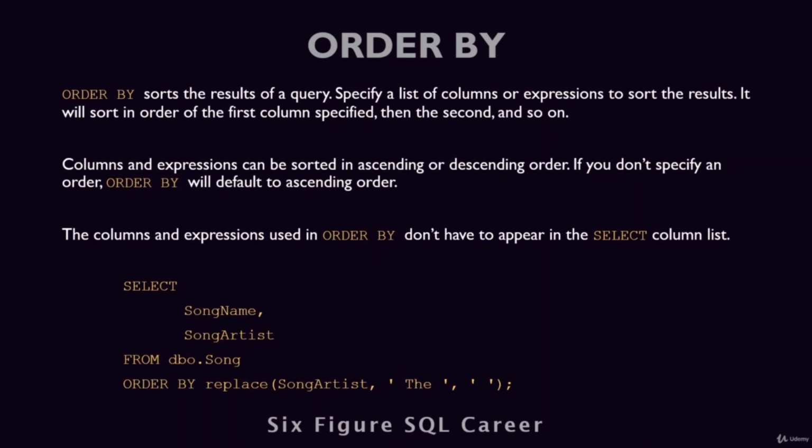If you look at the example down below, I am running a select query from a song table where I'm returning the song name and the song artist. However, you'll notice in my order by, I have a replace function where I am replacing the word "the" with an empty space. That way, if the artist's name begins with "the", it won't actually put all the "the"s in the T section.